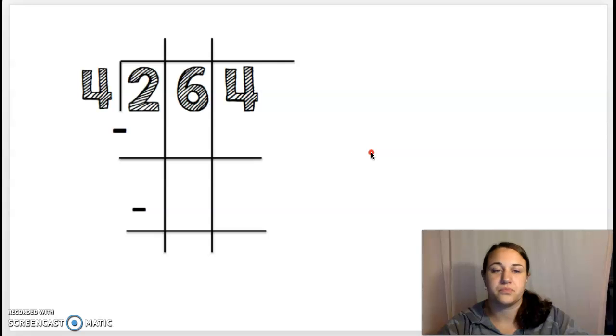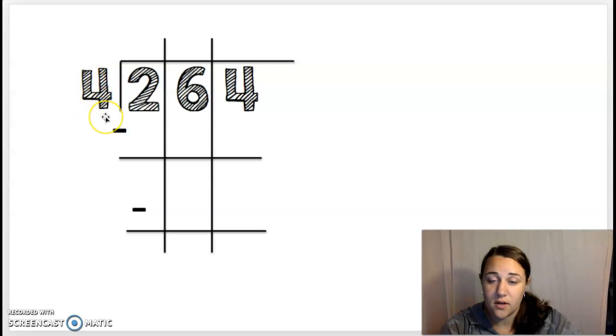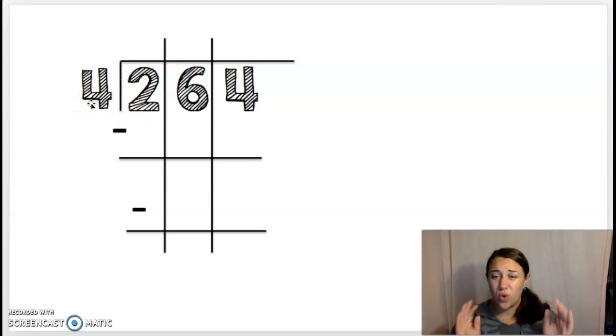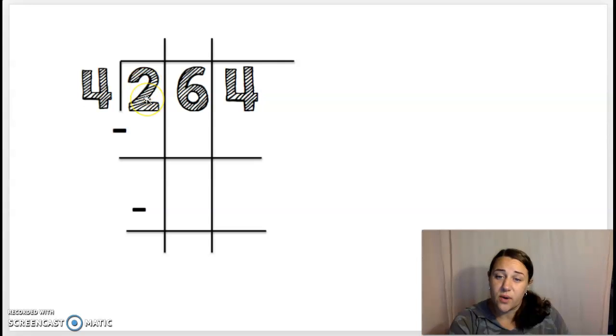So I have 264 divided by 4, right? So remember, this is kind of like our house here, and the bigger number in the house, our dividend, is in the house, and our divisor, our 4, which is our smaller number, wants to get into that house. And it's our job to figure out how many times this 4 can fit into 264. And we do that by using our place value, right? We have our hundreds, our tens, our ones. But we start with the place value closest to the door. Because when you walk in, here's the door, you walk in, you're going to see the 2 right away.